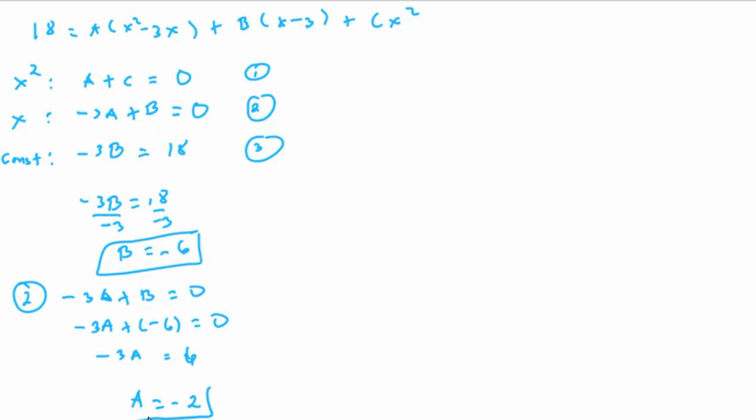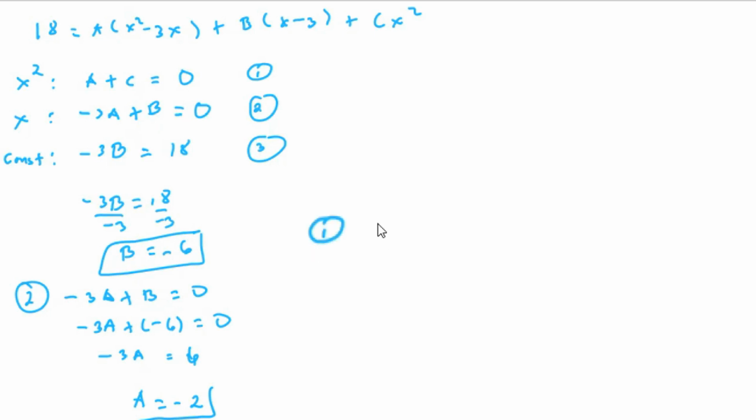Now we can solve for the third variable, which is the letter c. Using equation number 1, I have a plus c is equal to 0. We know the value of a, which is negative 2. So negative 2 plus c is equal to 0. Transpose negative 2 to the right side. Therefore, c is equal to positive 2. So we now know the values of a, b, and c.